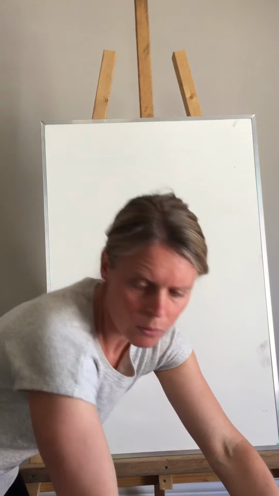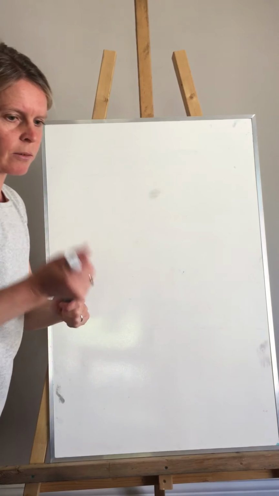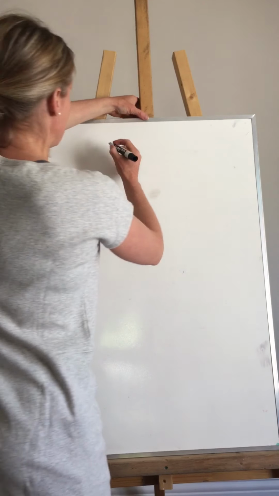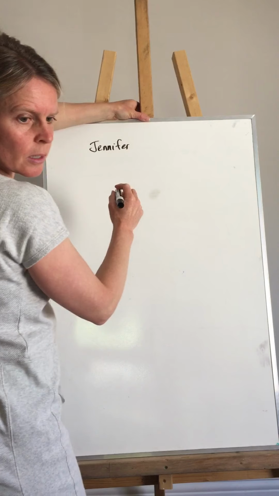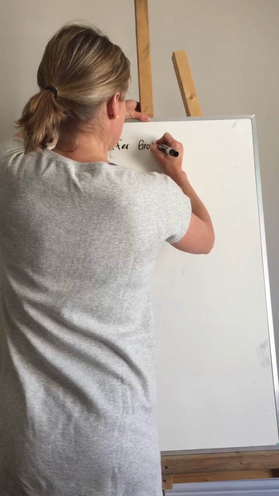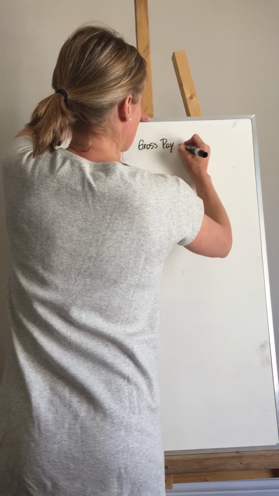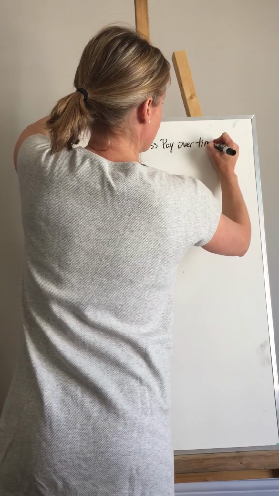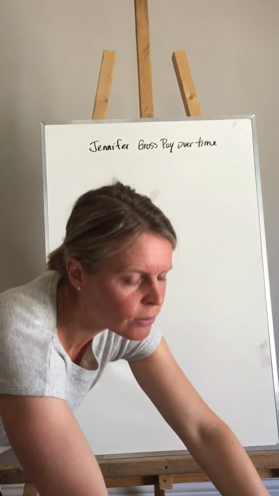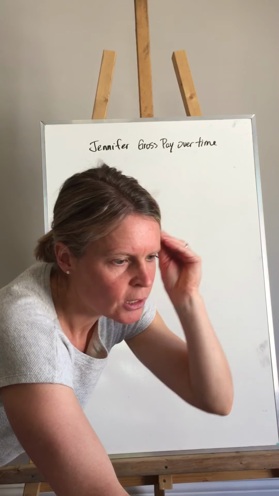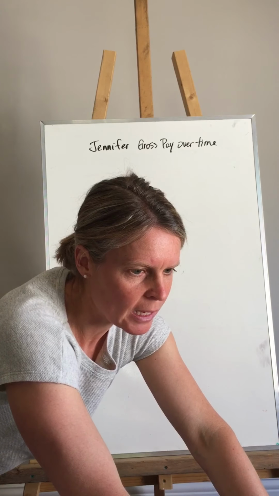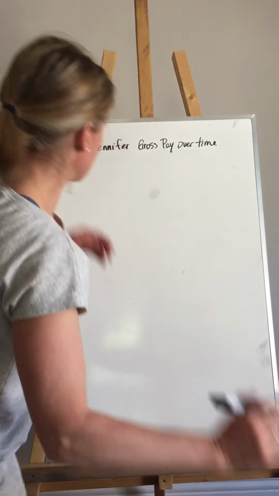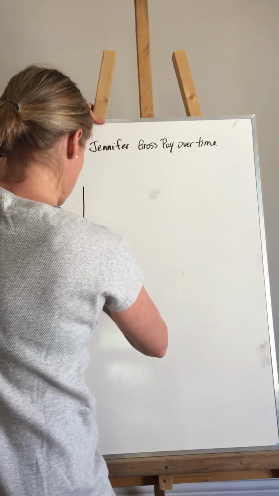Okay, so we're going to go on to our second example, which is this one. I'm going to start out by making the graph, and you can make it at the same time as me. This is about this girl Jennifer, and it's her gross pay over time. That's the title of my graph. She's working at a construction site. She works different hours each week, and we are going to calculate her rate of pay.